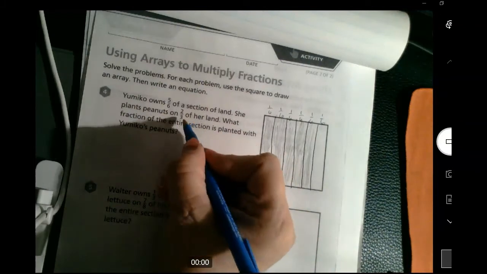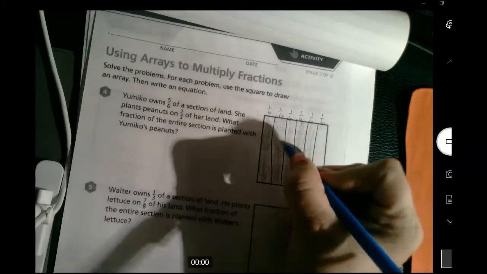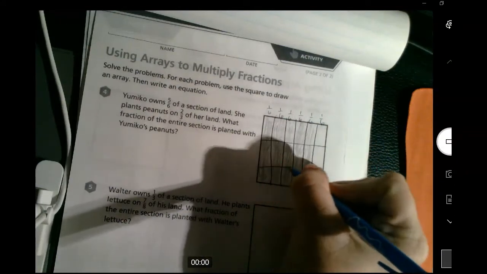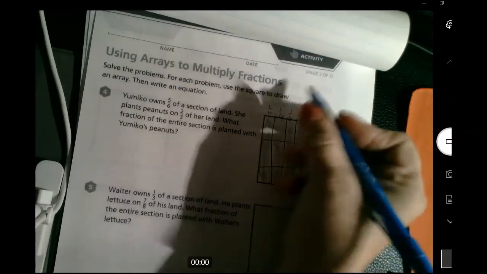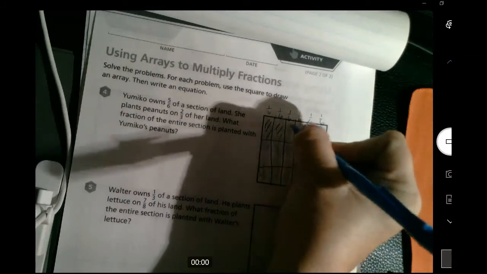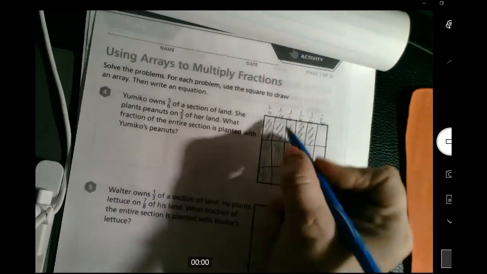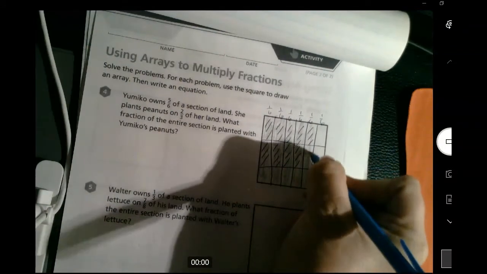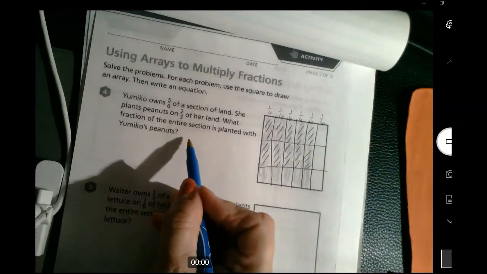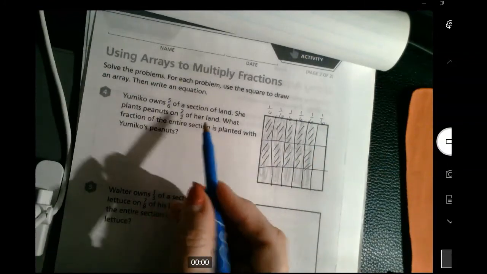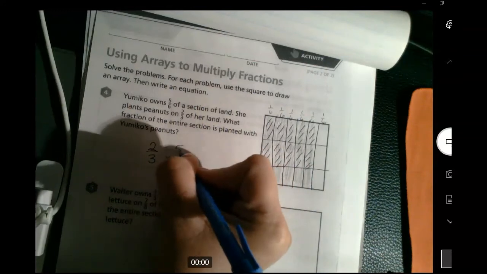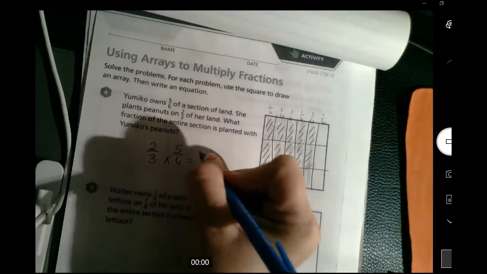She's going to plant peanuts on 2/3. So when I'm cutting my rows for my peanuts, which is going to be in thirds, I'm going to go across that way. Each one is a third. So here I go. I'm planting peanuts on one of the thirds going in that direction. And I'm planting peanuts on this other third going in this direction. So now let's go back to our equation. We want to know what is 2/3 of 5/6.